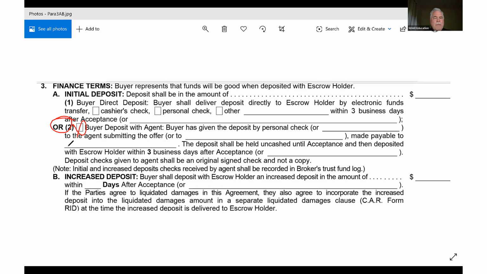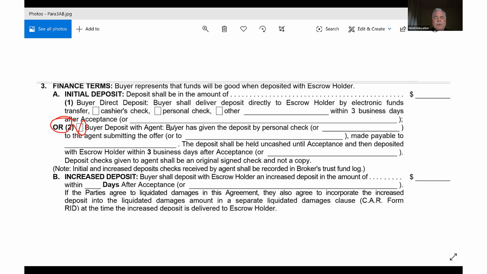And then the buyer says, well, how about if I give you a copy of a check? If you check paragraph number 2, you need to have the original check, because if you have a copy of a check, you don't have a check. I don't know if you've tried to cash a copy of a check lately, but that's not going to happen. We're going to talk about that in a minute.